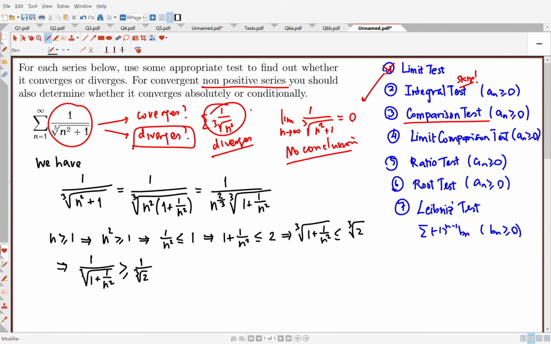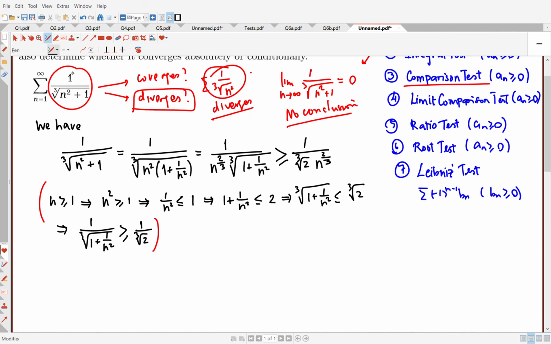Which is very good because of this thing, I can say that this is more than or equal to 1 over 2^(1/3) n^(2/3). And now we have this is more than or equal to this, and the summation of this diverges. So I can make use of the comparison test.